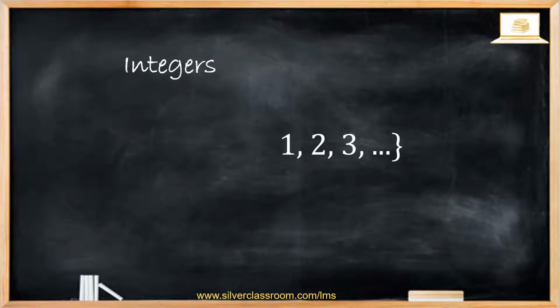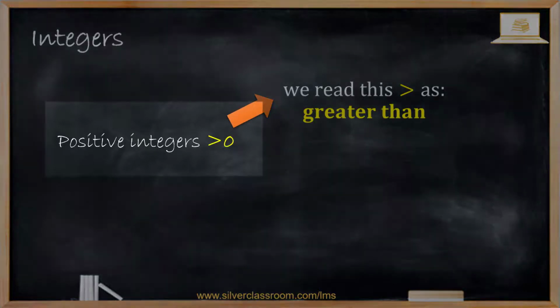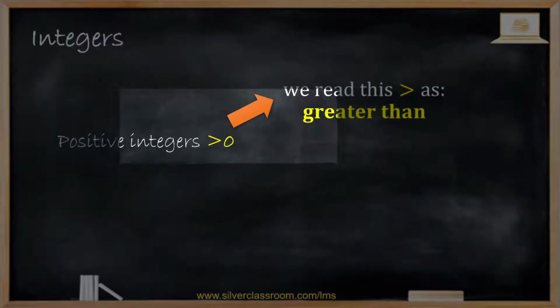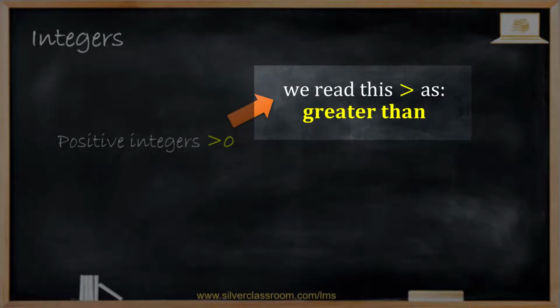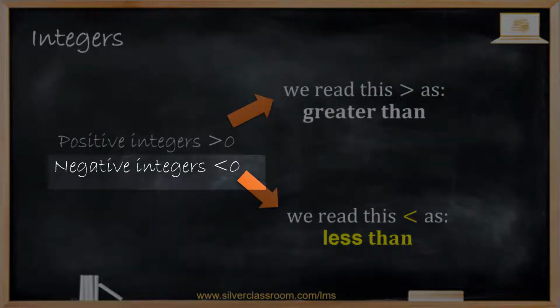The integers are numbers like 1, 2, 3, and so on, together with their negatives, -1, -2, -3, etc., and 0. The positive integers are greater than 0. The negative integers are less than 0.